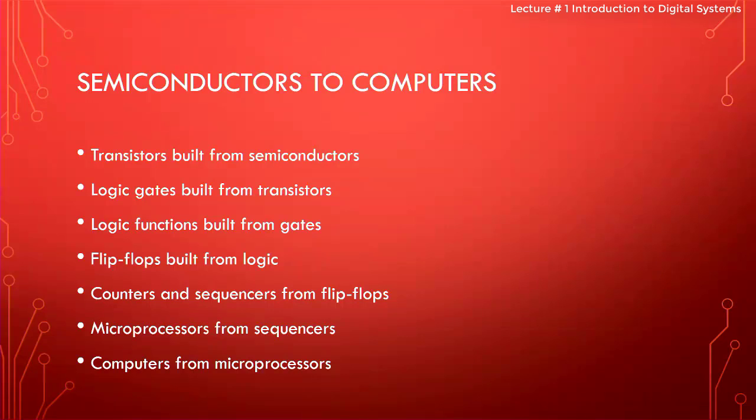Once we have those logic functions, we can create flip-flops. A flip-flop can be used to store a bit, 0 or 1, and then using those flip-flops, we are going to create counters and sequencers, and using that we can create microprocessors, and when we have microprocessors, we can put everything together and make computers. So that is our end goal, making finite state machines following this. So I'm going to keep bringing this slide from time to time just to show how the flow is going.